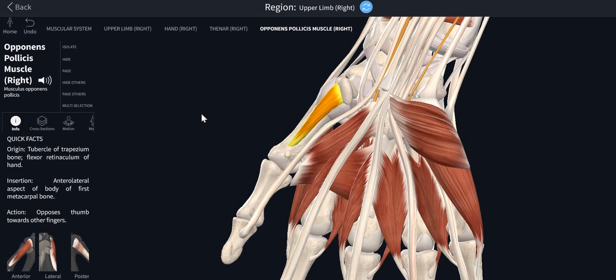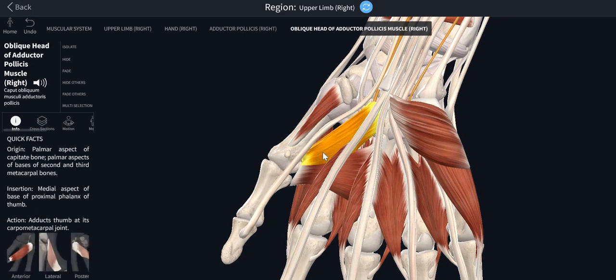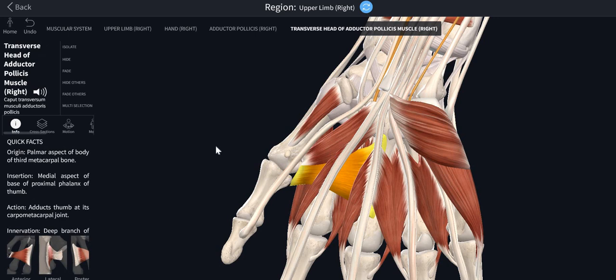الفلكسر من اسمها مسؤول عن الفلكشن of the thumb. And then this last muscle اللي هي ال adductor pollicis muscle. It had two heads but it's one muscle. The oblique and transverse. تمام.